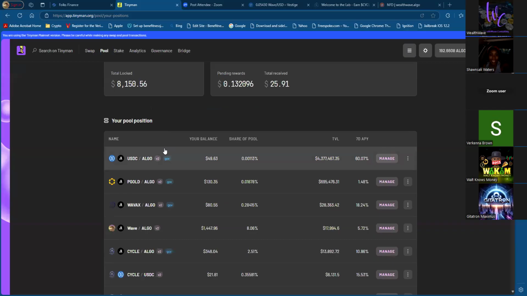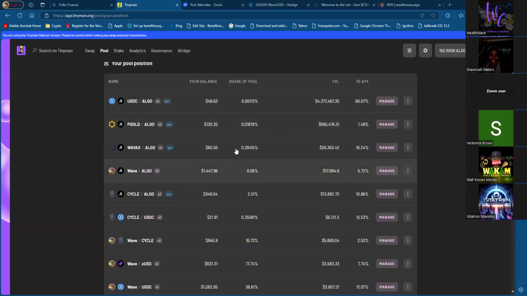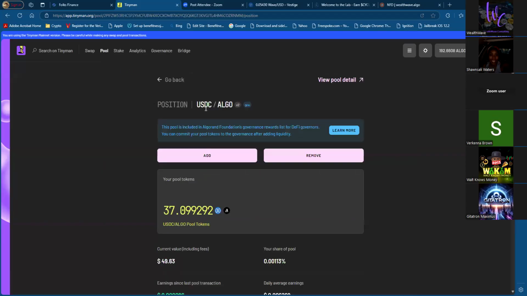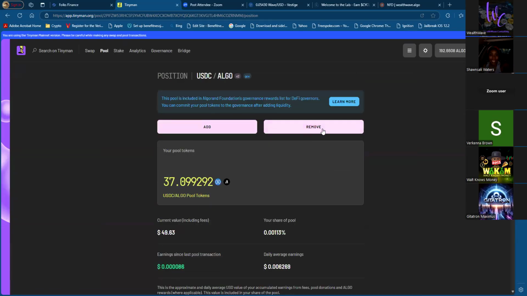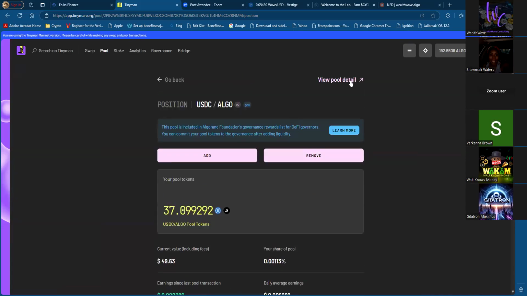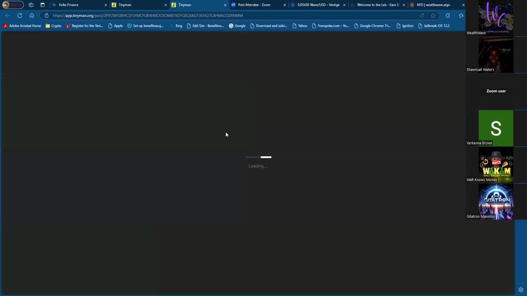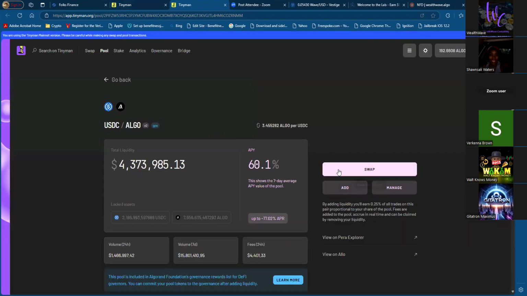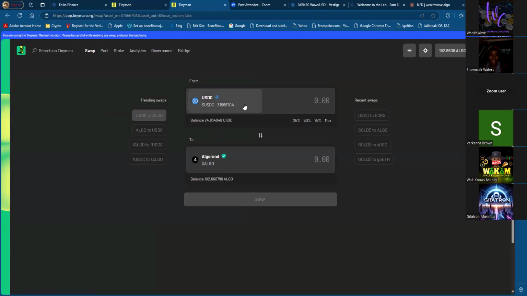So different liquidity pools offer farming. Like this pool here, this USDC and algo pool, you can add or remove liquidity. But you also have different options with these pools. If you go to view pool detail, it'll show you the farming options and things like that. You can swap, which we'll just click on to show you.